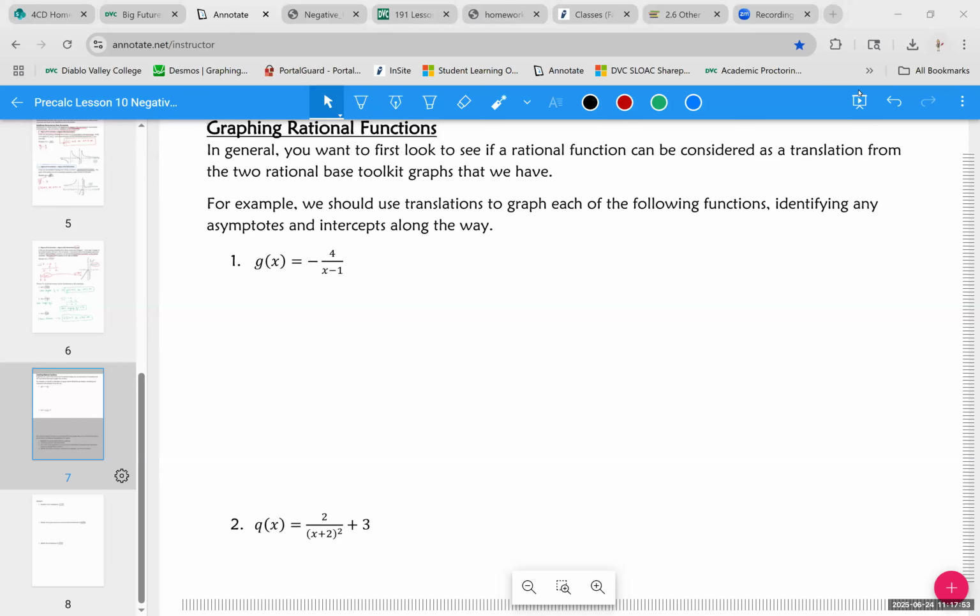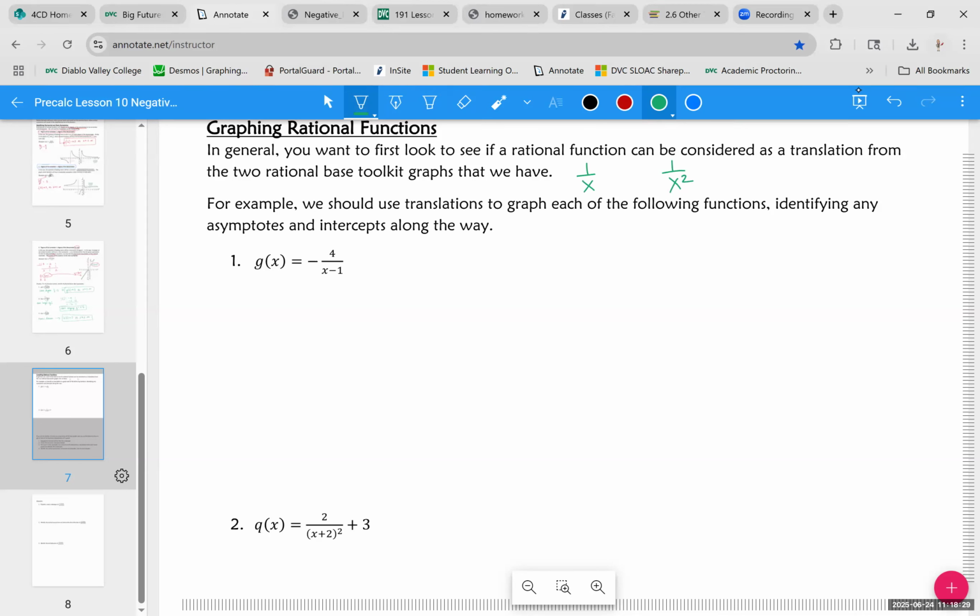Okay, wrapping up lesson 10, we're going to talk about graphing rational functions. Essentially what I'm going to focus on in our class, besides all of the things we just did, which is identifying horizontal asymptotes, identifying vertical asymptotes, identifying holes, domain, all of that stuff. But when we go to actually graph them, what I'm going to focus on is translating the two rational functions that we had as base graphs, which were 1 over x and 1 over x squared.